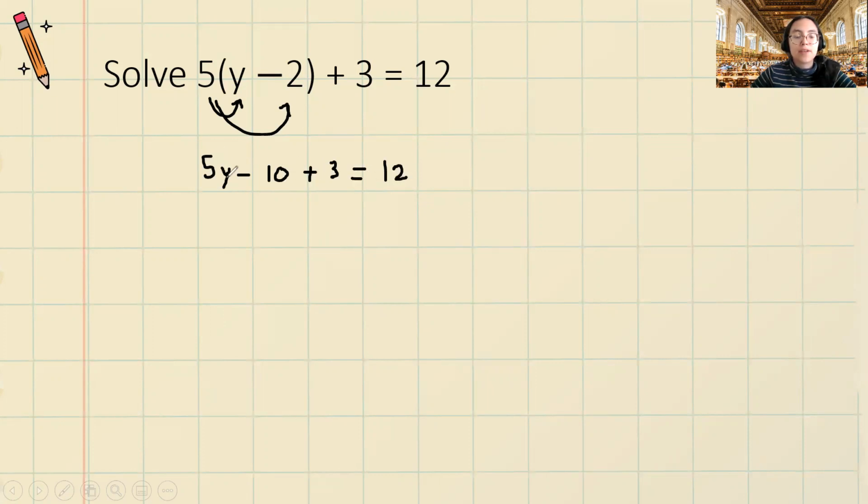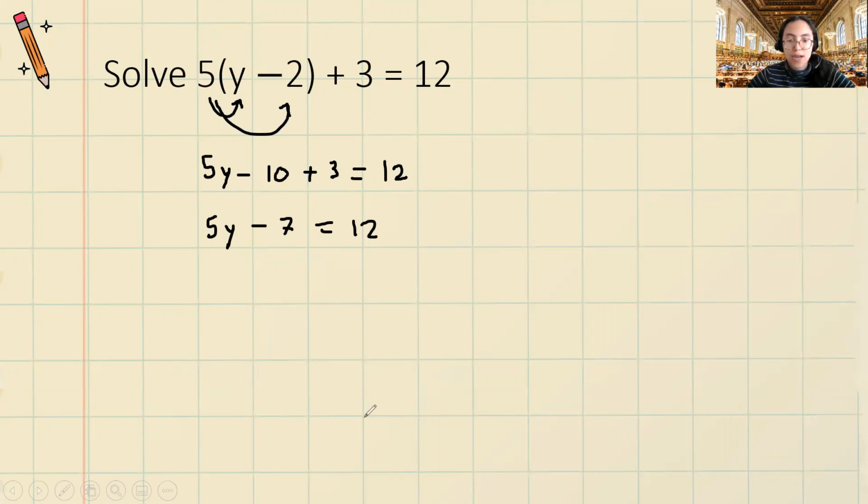So now I have negative 10 plus 3 right here that I could actually combine. So this will actually give me negative 7. And here is my new equation that I have to solve. So it's a lot more simple and easy.